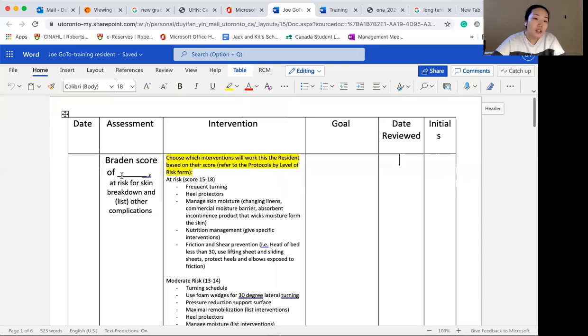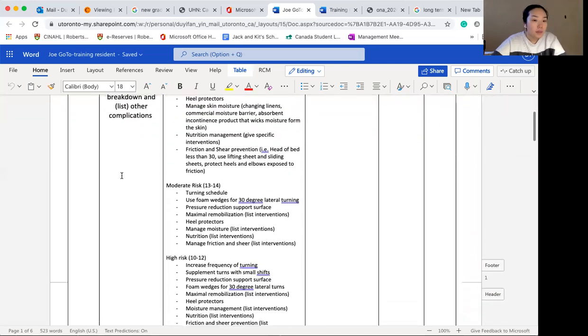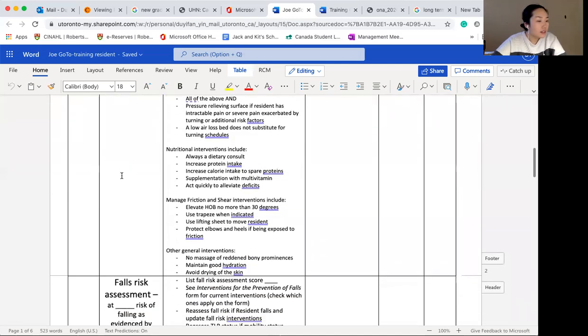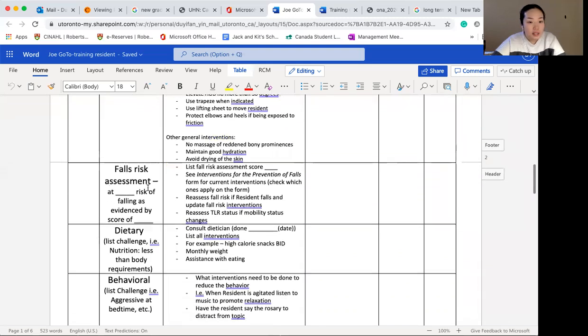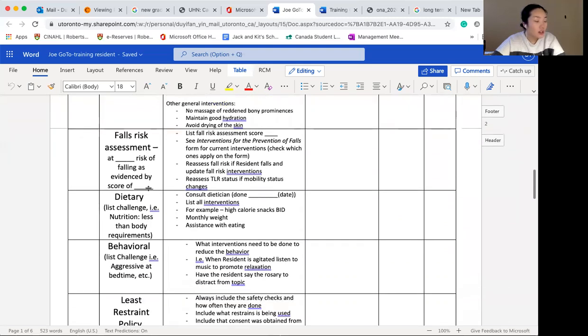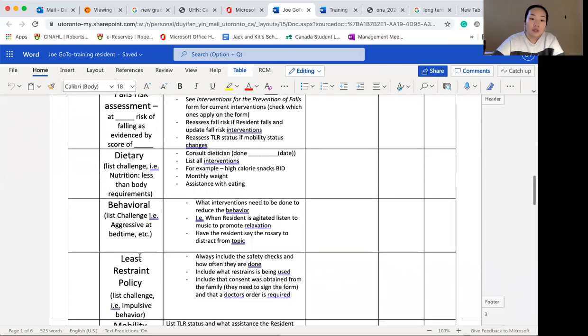So some other topics to include in the care plans are the fall risk assessment, dietary changes, mobility, activities of daily living, fall risk, general safety, diet and nutrition, mental, physical, and recreational activation or stimulation needs, social activities, and the least restraint policy right here.